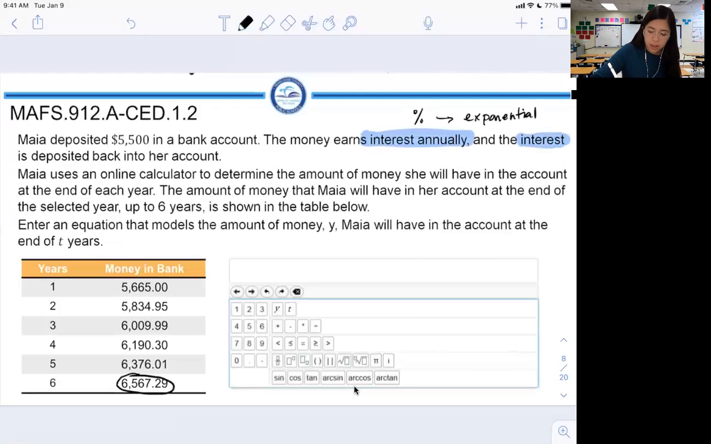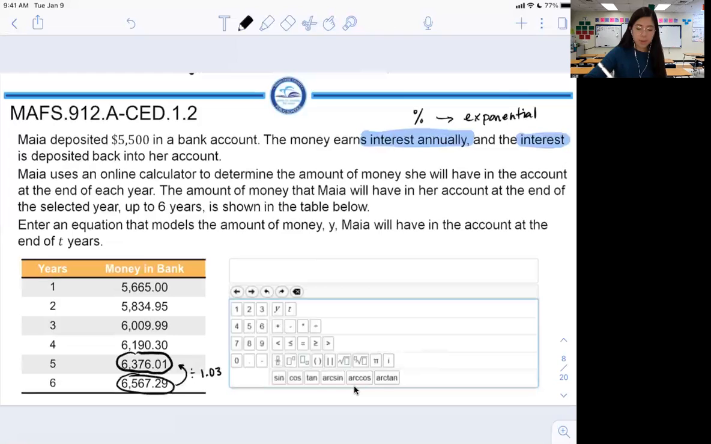6,567.29, and I'm going to divide by the next number down. So I'm just going to take my calculator out, and I'm going to divide. So 6,567.29 divided by 6,376.01. I get 1.02999999, so I'm going to round up to 1.03.